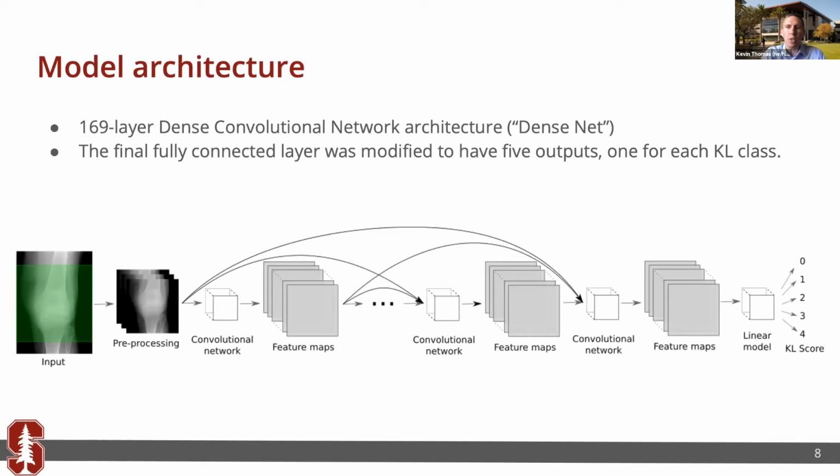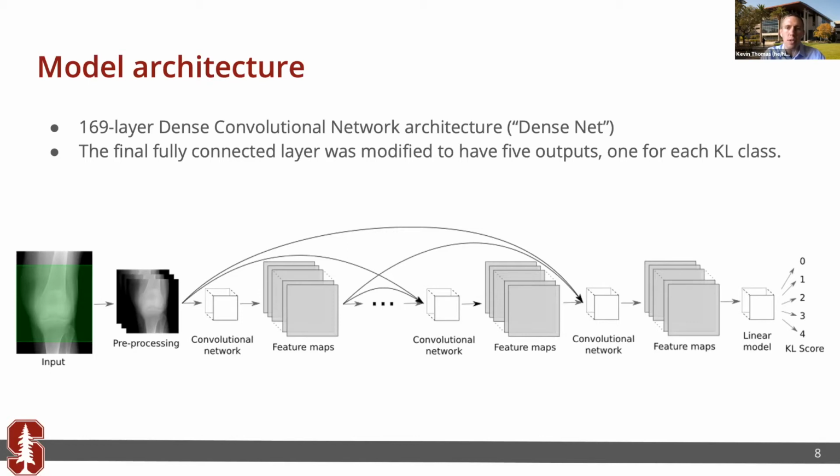Now, when we talk about neural networks, a model's architecture determines its strategy for how it maps an input to an output. And we used the 169-layer dense convolutional network, also called the DenseNet. And we modified the final layer so that it would only have 5 outputs corresponding to the 5 different Kellgren-Lawrence scores that an image might have. And each of these 169 layers builds on information from the previous layers in the network to detect visual patterns from the X-rays. So as you progress through the layers from the original input image through to the diagnosis at the end, you progressively get visual patterns detected that are more abstract and more specific to the task of estimating KL scores.